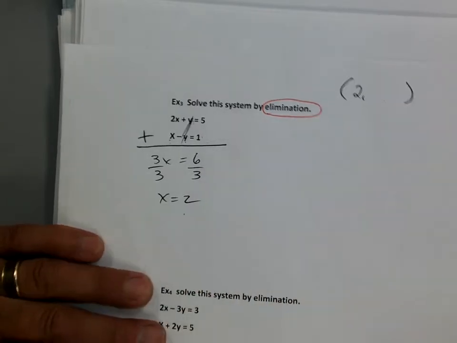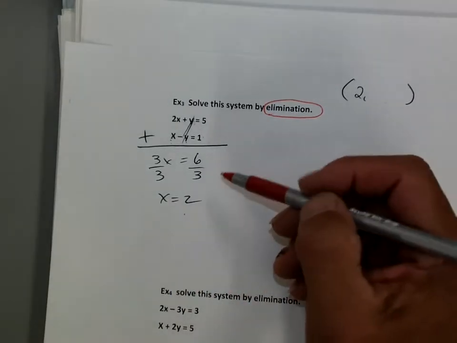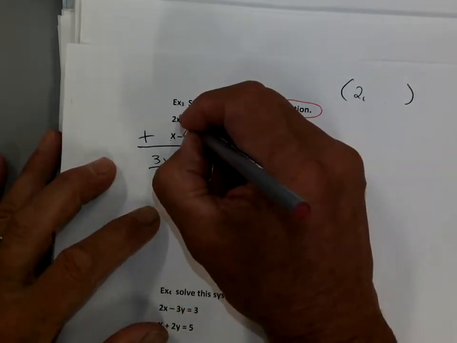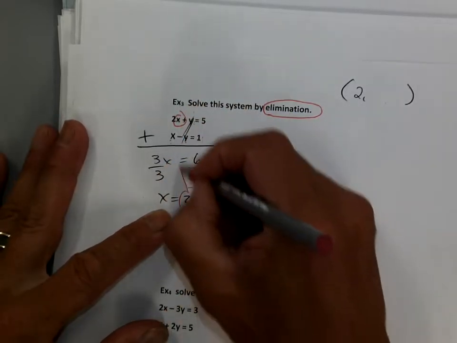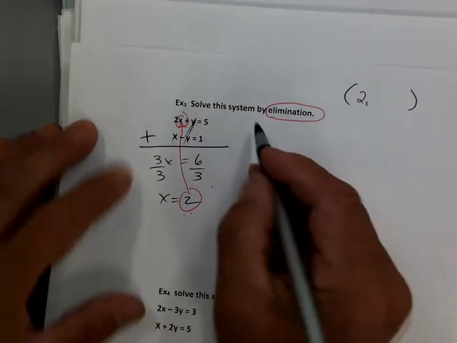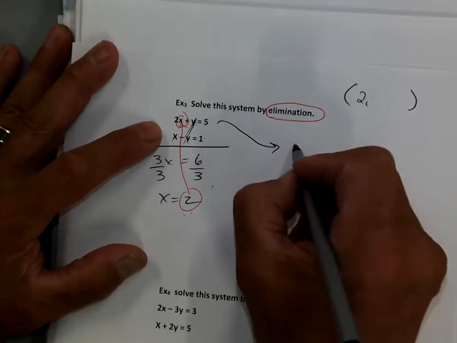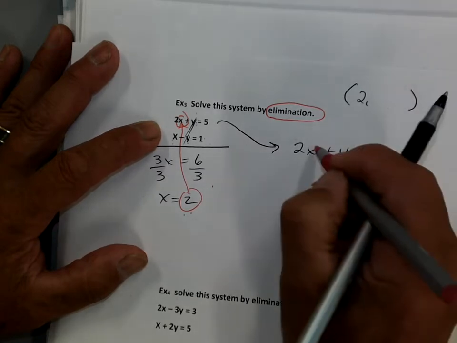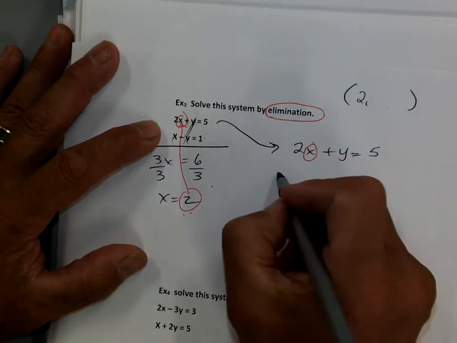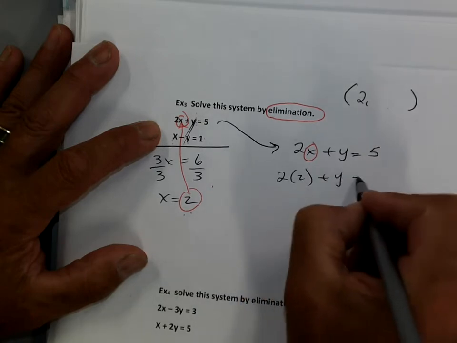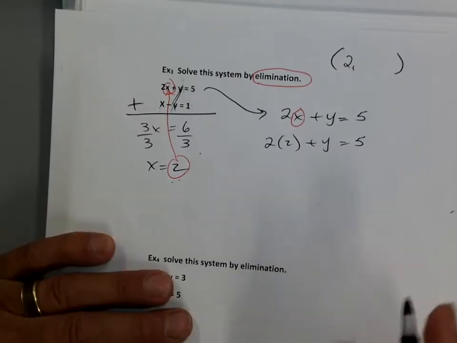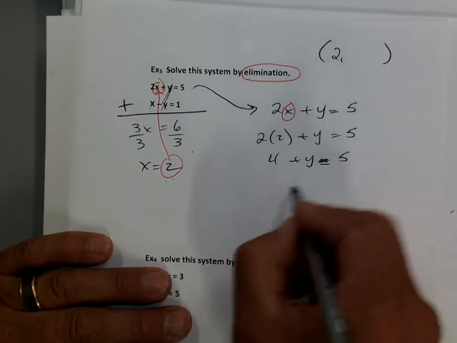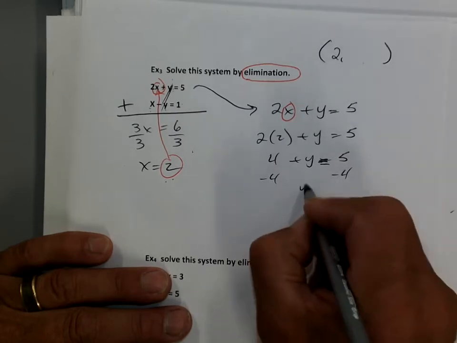So I'm going to take my 2 and plug it into either equation 1 or equation 2, it doesn't matter. I'll just plug it into equation 1. So if x is 2, I'll plug the x right in there. Let me rewrite this equation. Equation 1: 2x plus y equals 5. I'm going to plug my 2 right there. So 2 times 2 plus y equals 5.